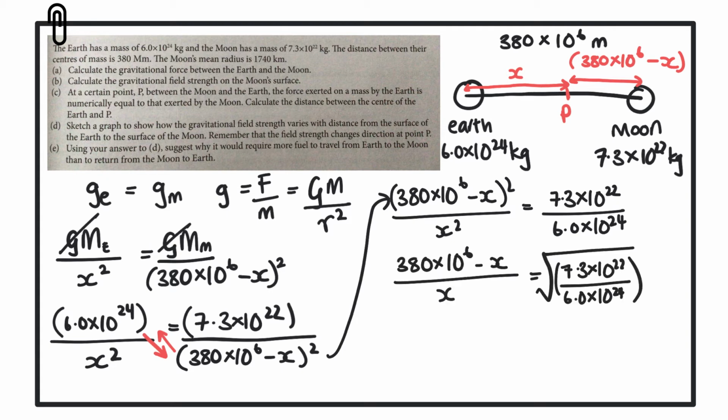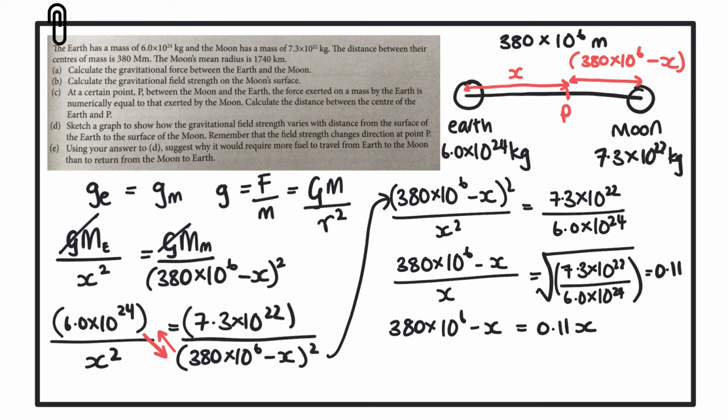When we do that, we're taking the square root of the left hand side and we're taking the square root of the right hand side, which is the mass of the moon divided by the mass of the Earth. And that ends up giving us 0.11. So now we don't have any x squareds. Now we're just going to bring that x from the left hand side that's on the bottom line, we're going to bring that over to the right hand side on the top. So we're left with 380 by 10 to the 6 minus x is equal to 0.11 multiplied by x.